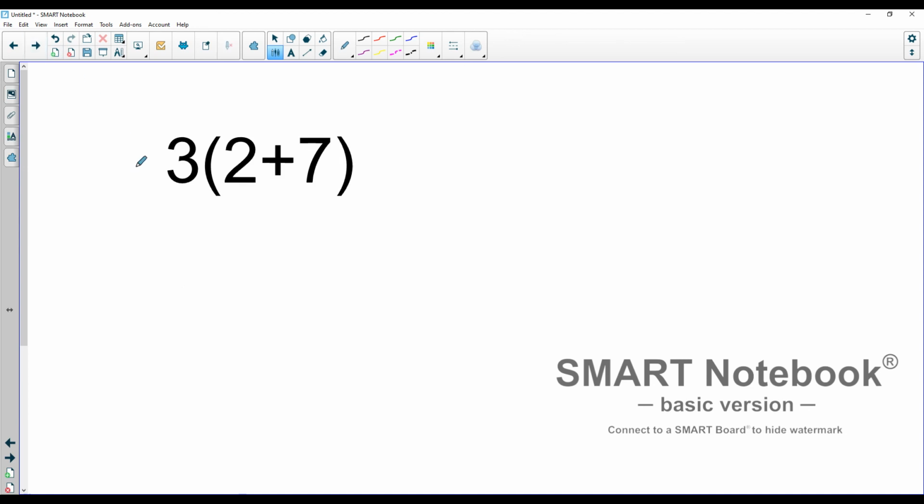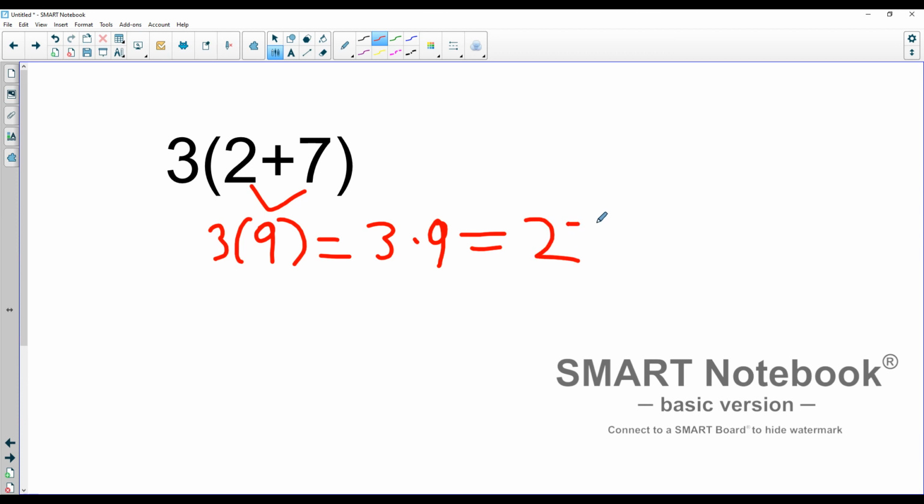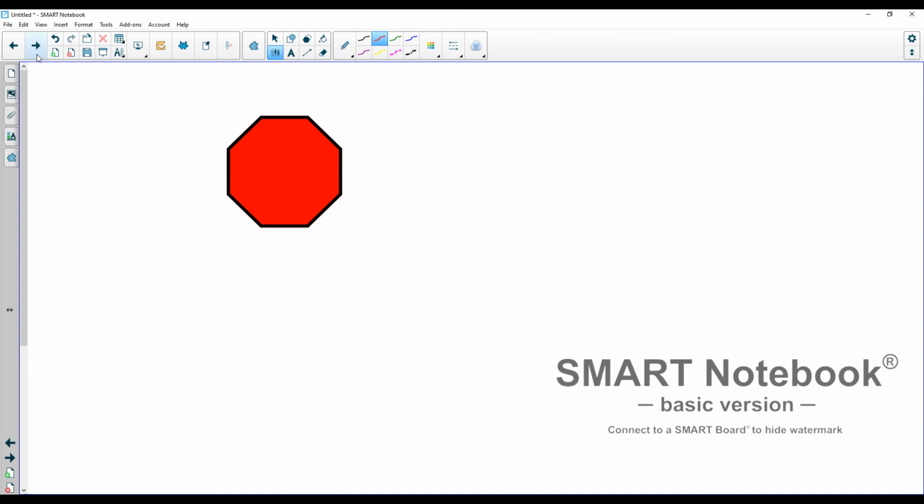Now how about this one? If we notice here, we do have parentheses. What that means is we are going to do what's inside the parentheses first. So we're going to look at 2 plus 7, which is 9. And that 9 is still going to be in parentheses. If you don't know what this means, this is another way to say 3 times 9, which is 27. Okay.